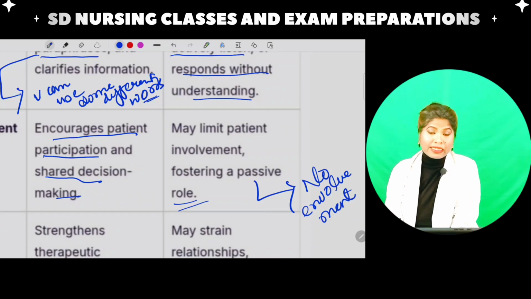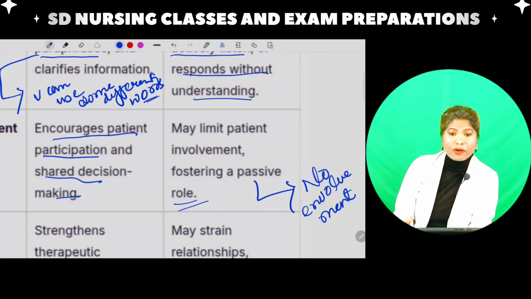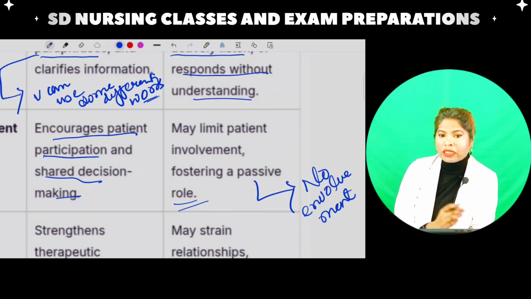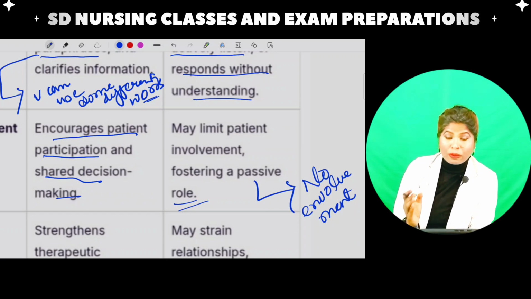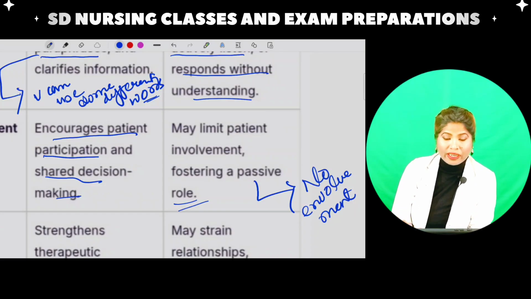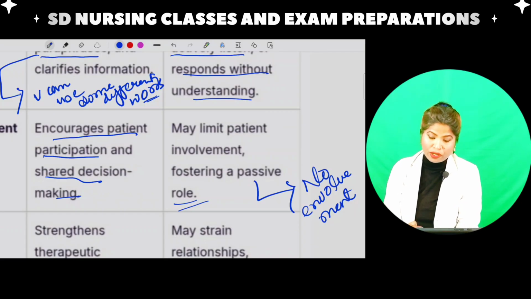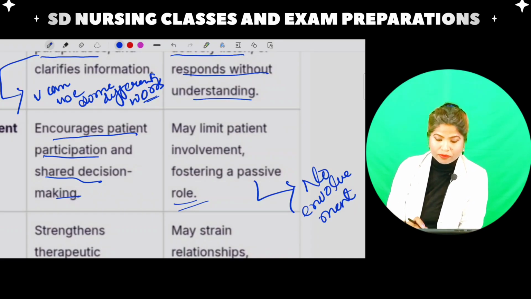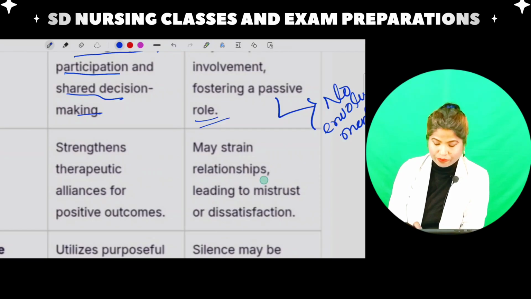You are not showing any type of involvement, and you are just talking to the patient in a limited way. You are not giving freedom to the patient. What the patient is saying, you are not listening. You are just saying do the task and you have to do that. What is the patient's problem? You are not understanding. You are not involving the patient, fostering a passive role. You are not showing involvement with the patient and his decision.